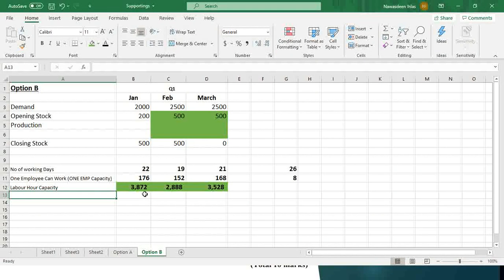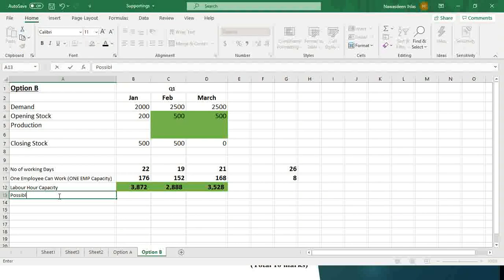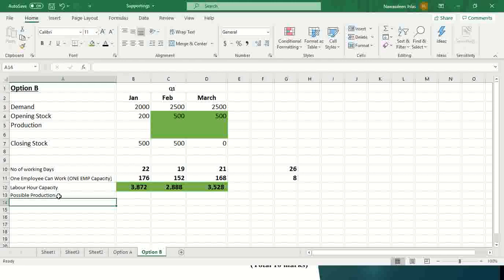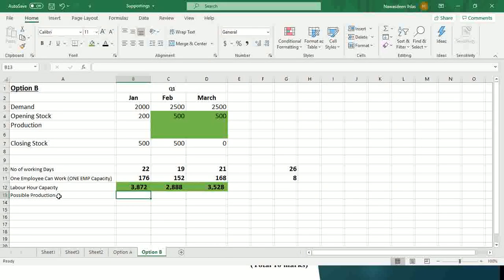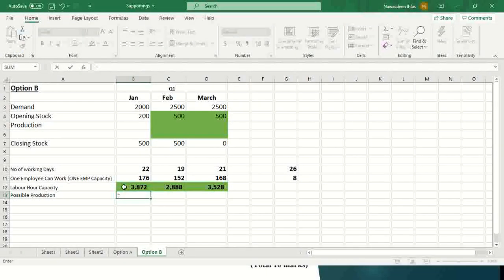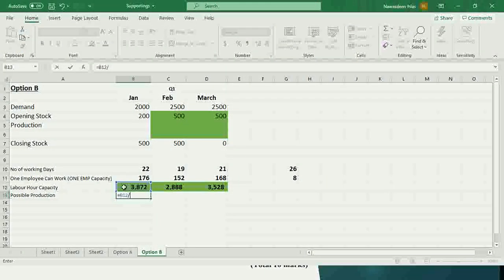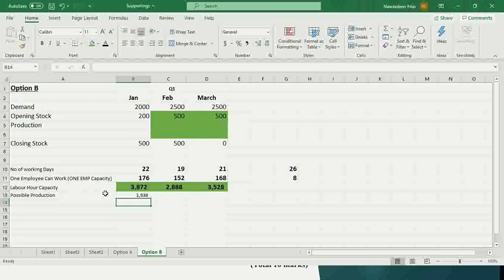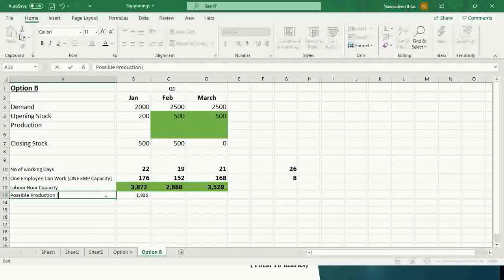So this is our labor hour capacity. Then that means we can find our production. What is the possible production? The possible production that they are going to do. They are going to utilize all employees, which means per unit we need how many hours? 2 hours.